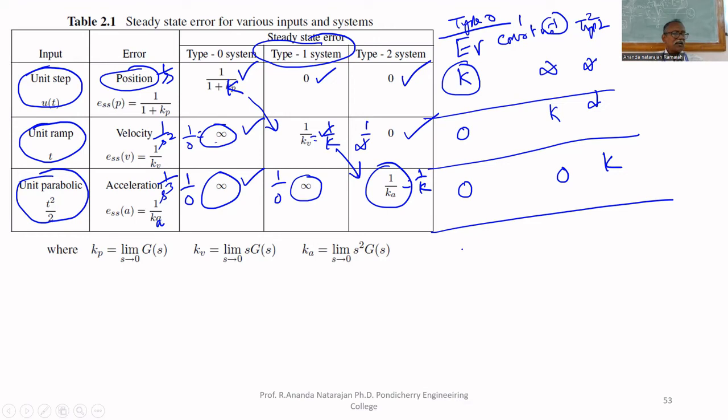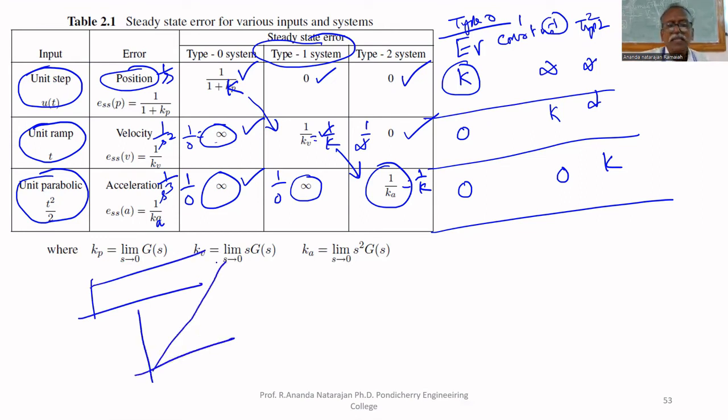As the type number increases, we can give worse input. What is the first input? Unit step input. The second case is an input that goes on increasing. For that you are getting steady state error 0 in this case. For a type 2 system, for ramp input you are getting steady state error 0. It means a type 2 system will follow the input.